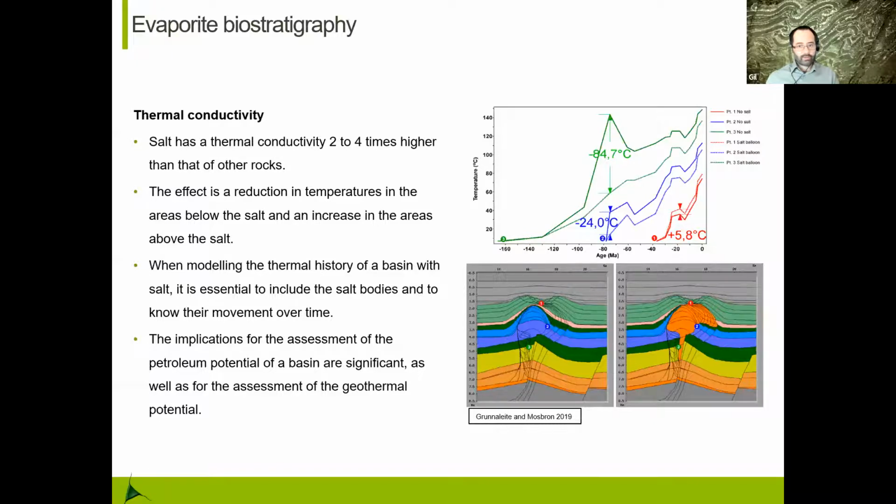Most of you will probably know this as well. Salt has a very different thermal conductivity when compared to other rocks, so it conducts heat much more efficiently than other types of rocks. So it can have very profound impacts on the petroleum system. And also for other industries, for example, people are now talking more and more about geothermal energy, then the presence of mobile salt can also have a very significant impact on these heat fluxes closer to the surface, where they can be harvested or somehow used for geothermal uses.